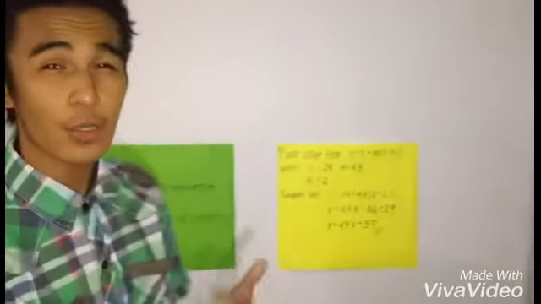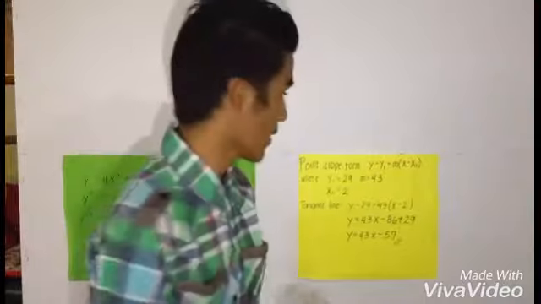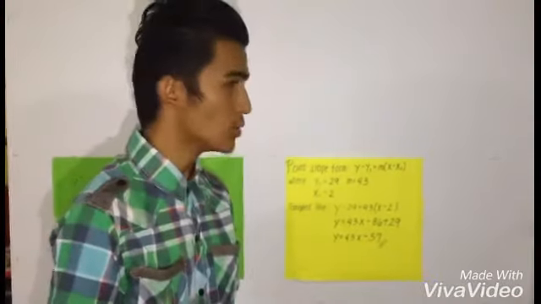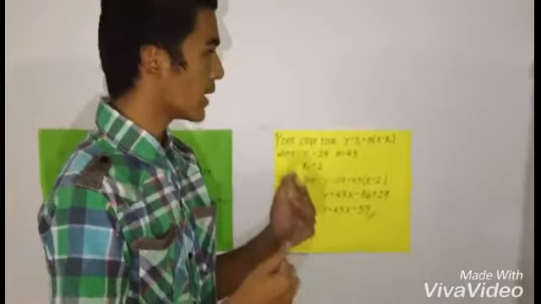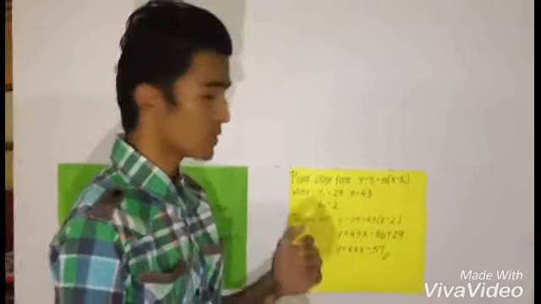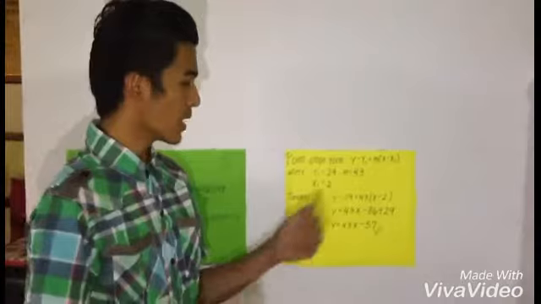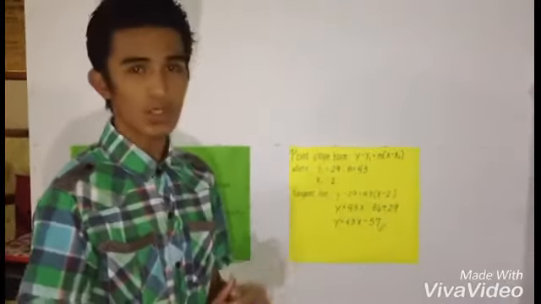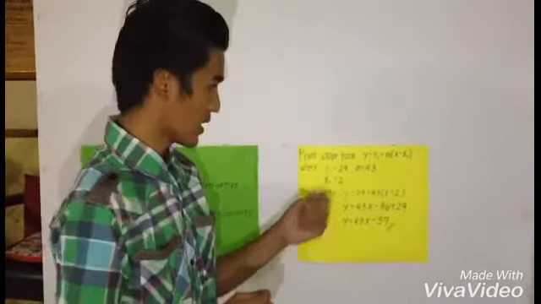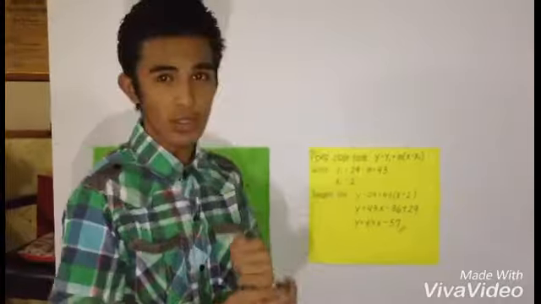The last thing that we have to look for is the equation of the tangent line. In order to get the equation of the tangent line, we have to apply the formula y minus y sub 1 is equal to m times x minus x sub 1, which is the point-slope form, where y sub 1 is equal to 29, x sub 1 is equal to 2, and m is equal to 43. m is 43, that is our slope. x is equal to 2, that is from the given problem, and y is equal to 29.